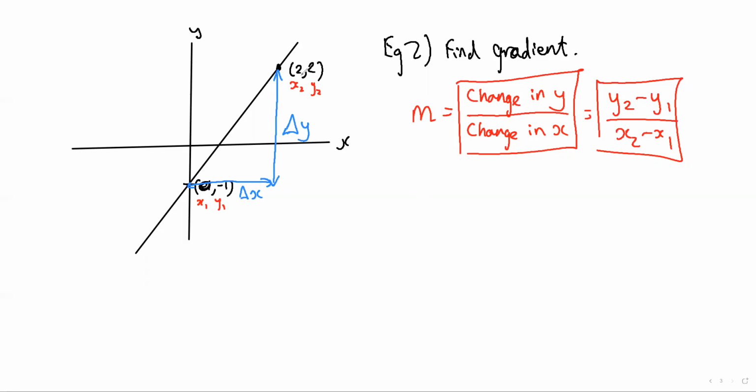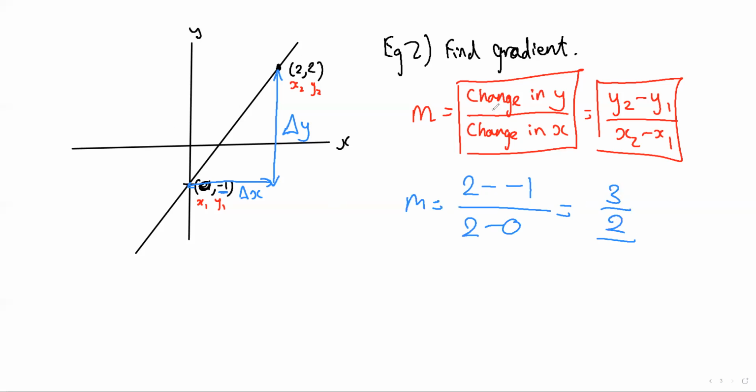Okay. So we have y2 equal to 2. So m equals 2 minus minus 1. Remember, the signs are important. We have a double negative here because this is a negative, plus we have a negative here. So do bear that in mind. And then we have the change in x, which is 2 minus 0. And then two negatives make a plus. So we have 3 over 2. And that's our gradient. So that's how steep this line is.